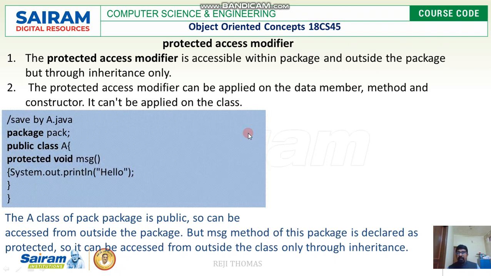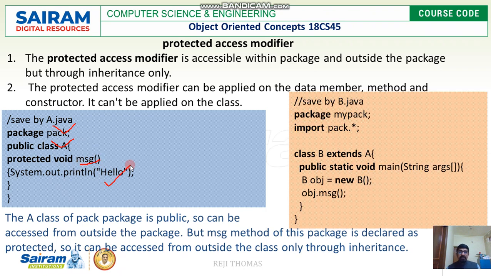So let us see a small example where we have a package called pack. There's a class called A, and the class A has a method called MSG, which is going to print a hello message. Now let us see our main class. The main class B is inside the package called mypack, and I have imported all the classes from the other package called pack. So dot star means I'm going to import every class from the package called pack. That means I'm even importing the class called A.